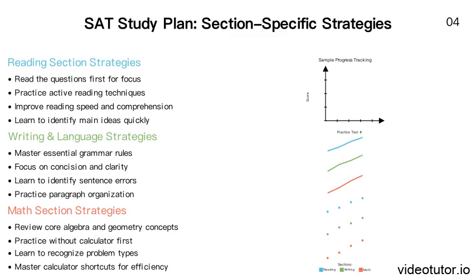This progress tracking chart shows how consistent practice with these strategies can improve your scores over time. Notice how scores in all 3 sections, reading in blue, writing in green, and math in red, show steady improvement across 4 practice tests. The writing section shows the most improvement, while reading scores tend to improve more gradually. Track your own progress to stay motivated and identify which strategies are working best for you.